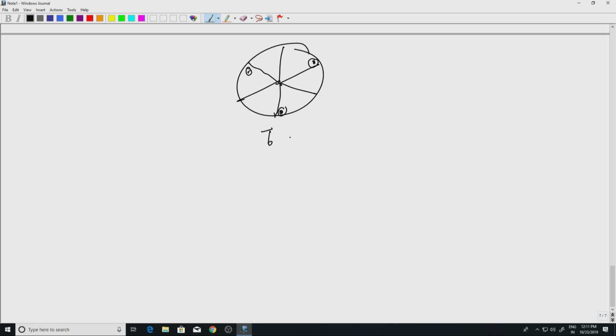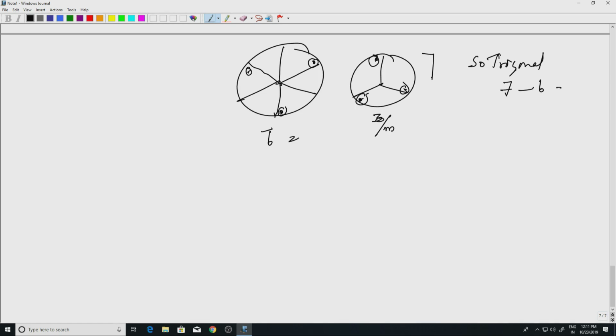So this is nothing but the 3. Apply a mirror perpendicular with this one. So trigonal 7 minus 1, we get 6.